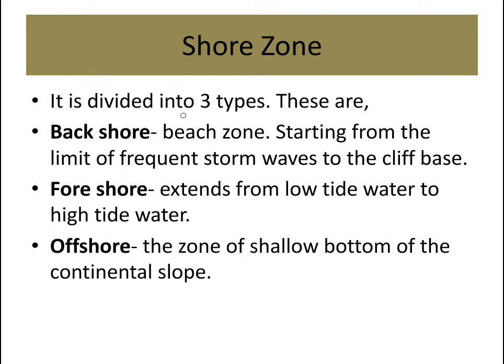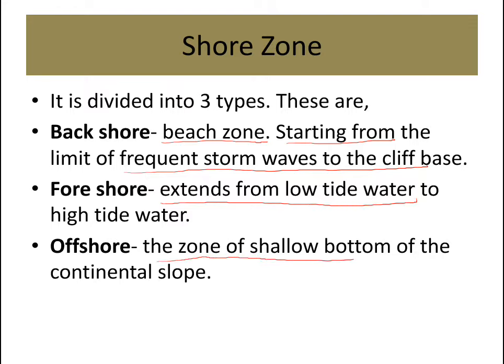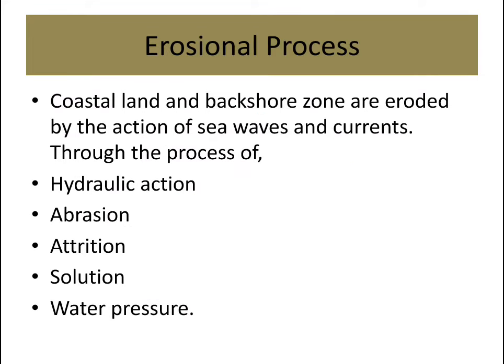The shore zone is divided into three types. The backshore is the beach zone, starting from the limit of frequent storm waves to the cliff base. The foreshore extends from the low tide water to the high tide water, whereas the offshore is towards the sea and is the zone of shallow bottom of the continental slope.